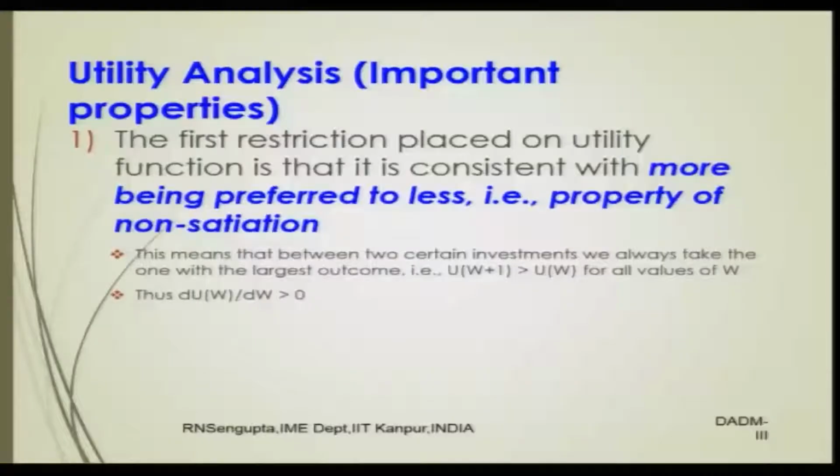So, the first restriction placed on the utility function is that it is consistent with more being preferred to less, that is the property of non-satiation. This means that between two certain investments we will always take the one with the largest outcome. That means, the utility from the outcome W plus 1 would be greater than the utility which we are getting from W. That means, the first derivative of the utility function would always be greater than 0, come what may. So, that is theoretically; practically it may not be true.